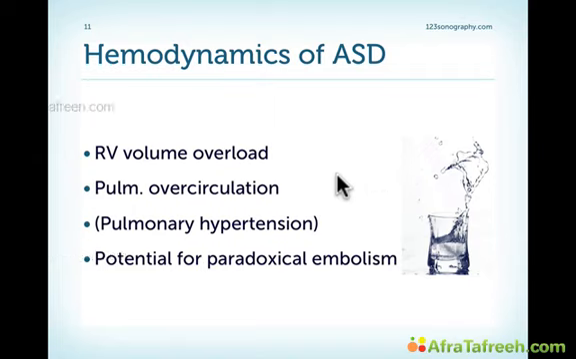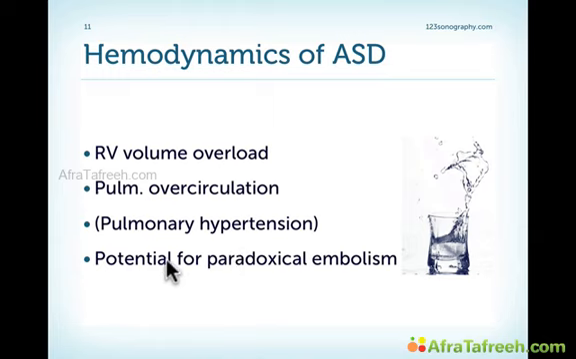Now, the consequences of this left to right shunt are that we have right ventricular volume overload, we have pulmonary overcirculation, and in at least some of these patients, this will cause in the long-term pulmonary hypertension. It's less frequent than in shunts on ventricular or large artery level, but a small percentage, about 5 to 6%, will develop severe pulmonary hypertension, probably due to other additional congenital factors.